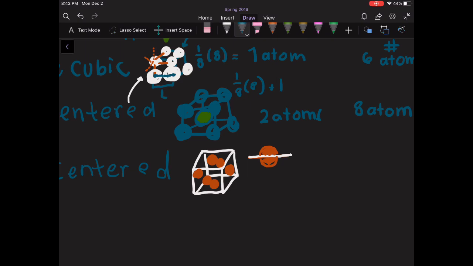And then the same thing, there's still just going to be the 4 atoms at the corners. So same thing, it's still going to be the 1/8 times 8. And because there are 6 faces, and there's half of each of those atoms in there, it's going to be plus 6 times 1/2, so 1 plus 3. So for something that is face-centered, it'll have 4 atoms per cell.